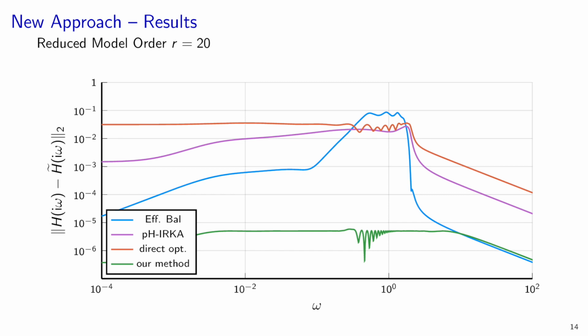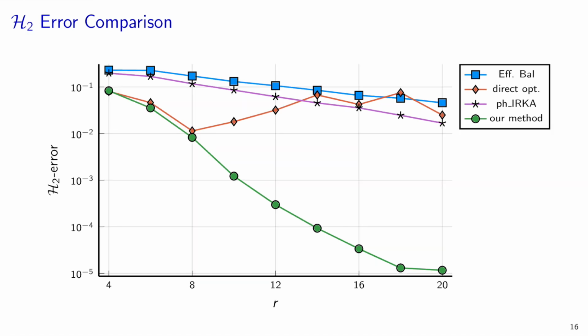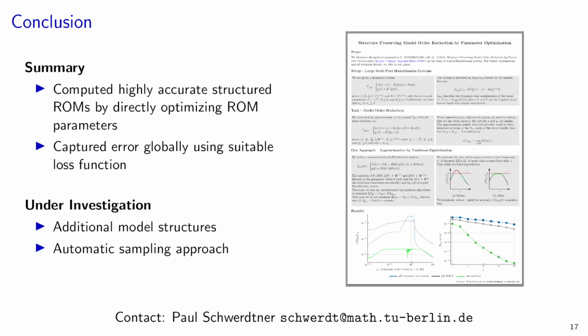We can summarize the previous error curves in the following H-infinity comparison, which reveals that our method leads to H-infinity errors up to 3 orders of magnitudes below the error that is resulting from using the other methods. We can also compare the H2 errors, which show a similar behavior. In summary, we've computed highly accurate structured reduced order models by directly optimizing the entries of the reduced order model system matrices. The crucial point that made this work was the use of a loss function that captured the error more globally than just the H-infinity norm.